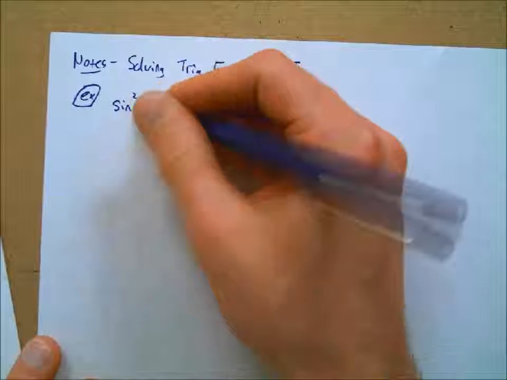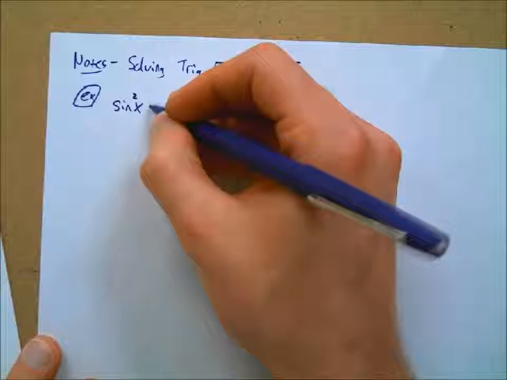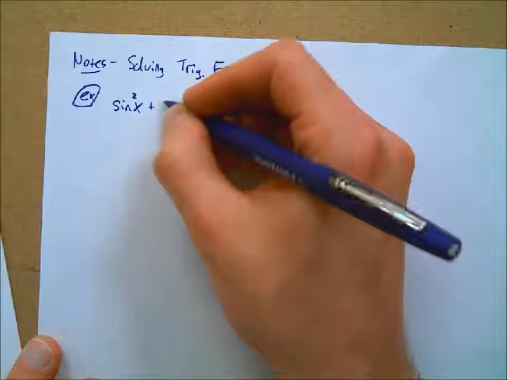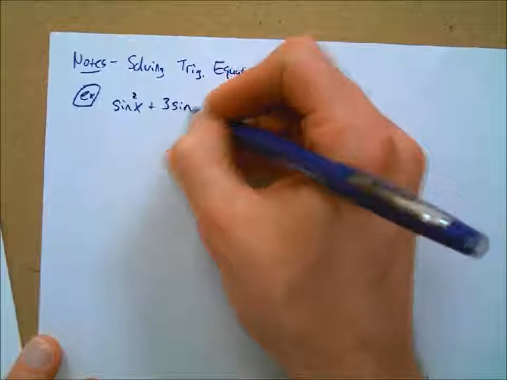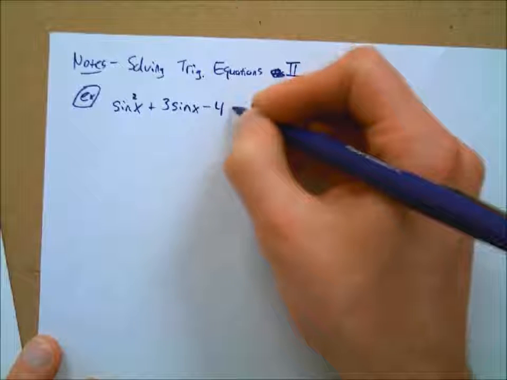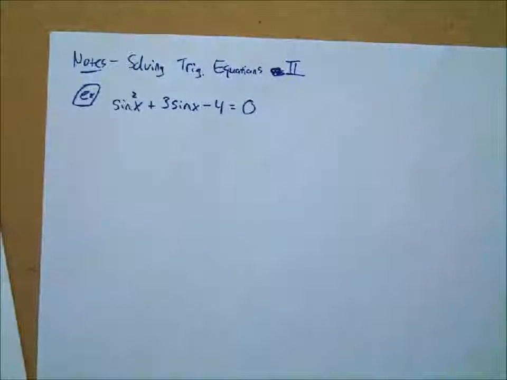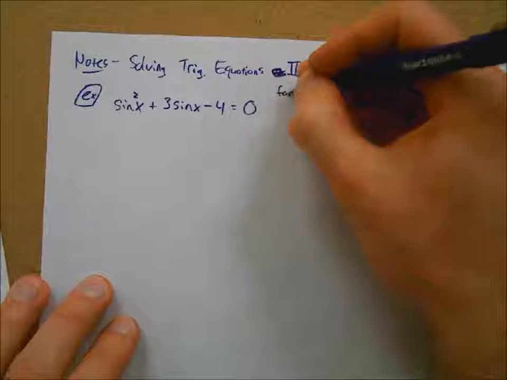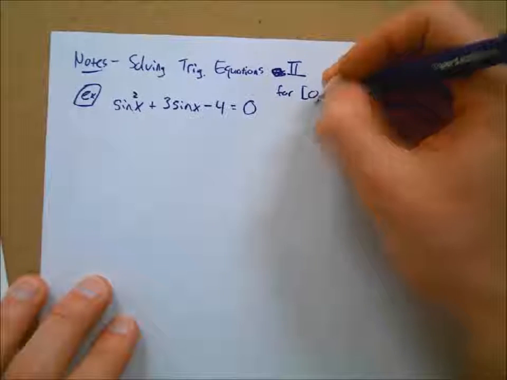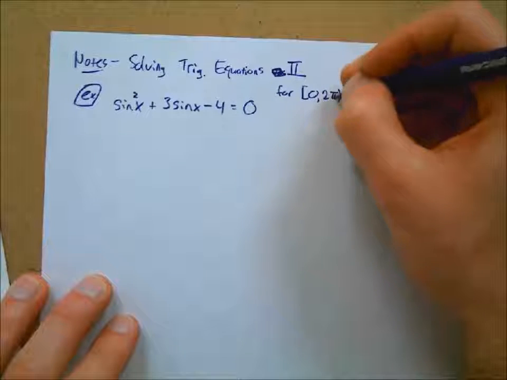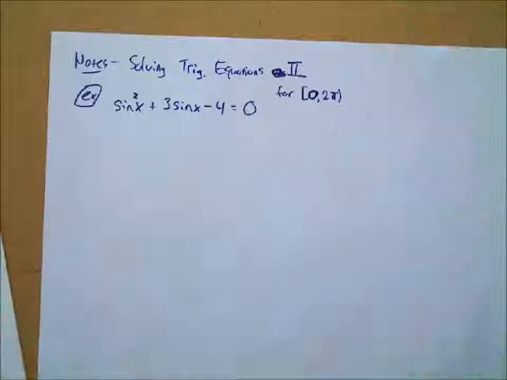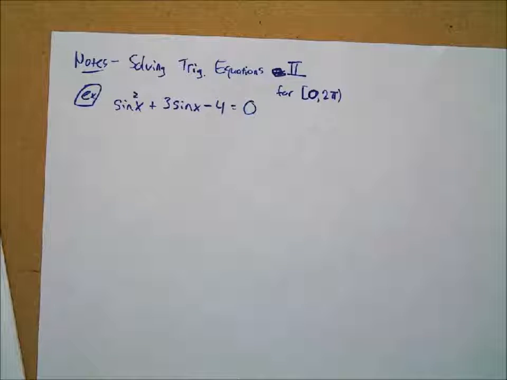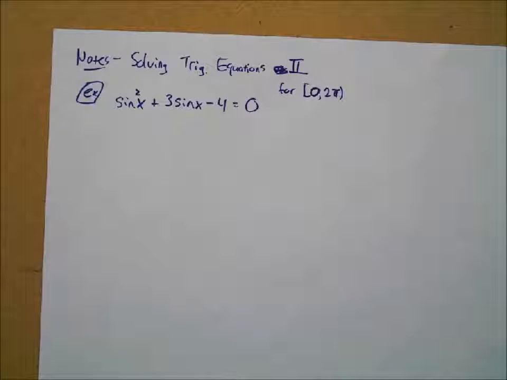Sine squared x plus 3 sine x minus 4 equals 0. Again, we're gonna stick to solving for 0 to 2 pi. Okay, just stick to solving for 0 to 2 pi. And then we'll concern ourselves with not doing that a little bit later, but right now let's stick to that.